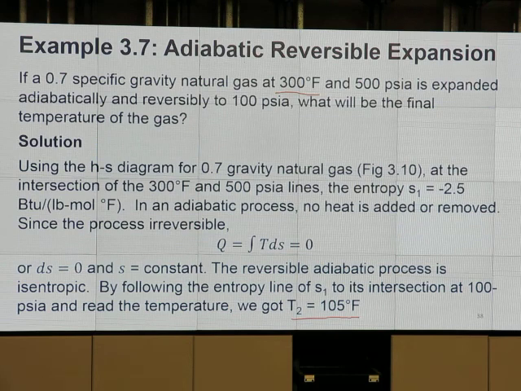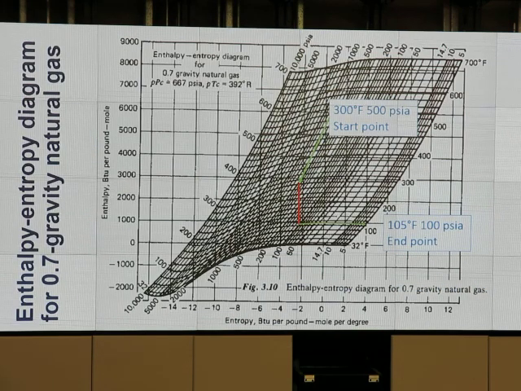So this is adiabatic reversible. What I do is I start at that point, 300 F, 500 psia. You still know how to use the Mollier diagram, right? The 500 psia line is that line, okay? And I go down vertically because it is a constant entropy process. Adiabatic reversible. Then we go down until I meet another line, 100 psia. Then I read the temperature. The temperature is 105 Fahrenheit, just that.